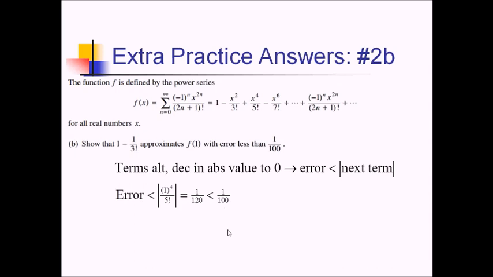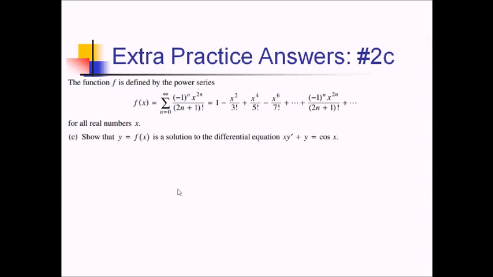For this problem, they want us to show that y equals f of x, which they gave us up here, is the solution to the differential equation xy prime plus y equals cosine of x. So if you try to do this as a standard differential equations problem by separating variables and whatnot, it's not going to work out very well, especially because you're supposed to end up with some crazy series. So we're going to kind of go backwards on this problem. We're going to take this series and try to transform it into this differential equation, and hopefully the left side and the right side match up.